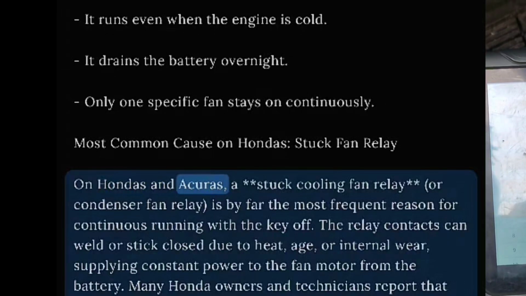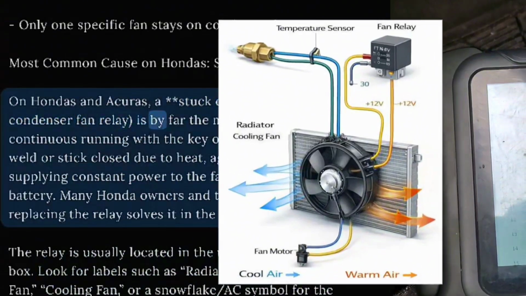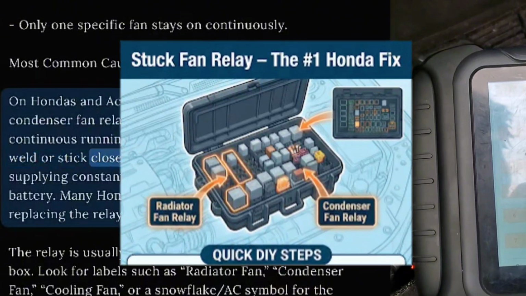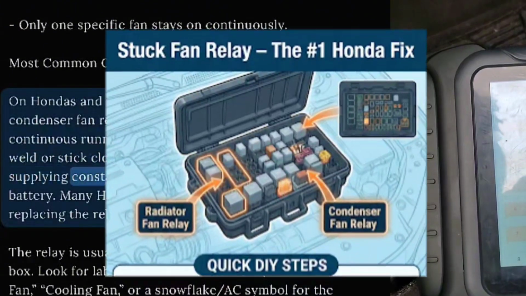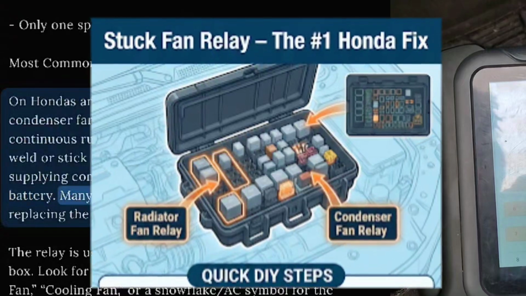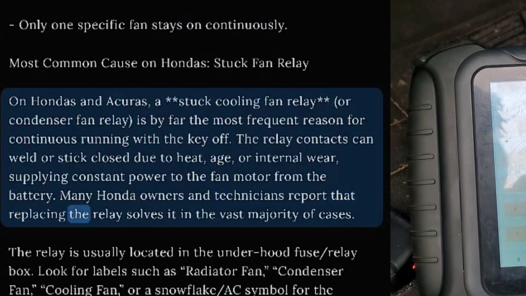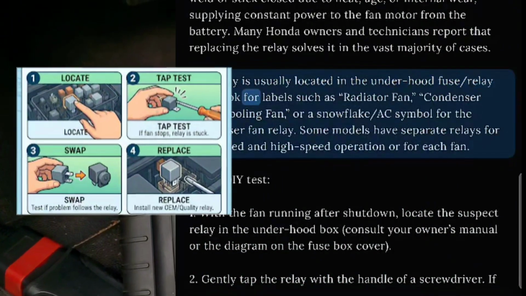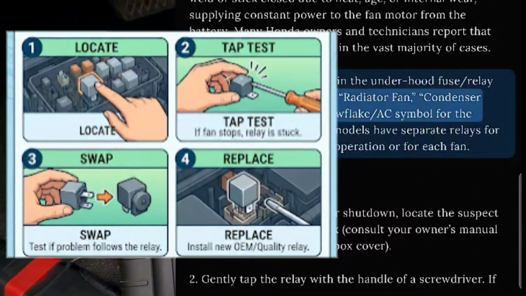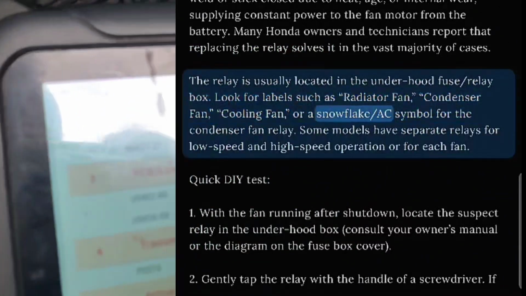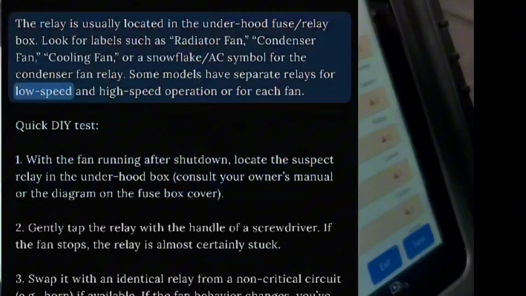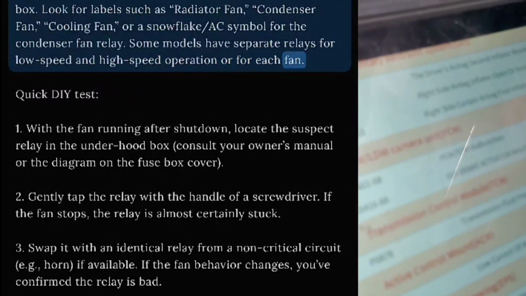On Hondas and Acuras, the cooling fan relay or condenser fan relay is by far the most frequent reason for continuous running with the key off. The relay contacts can weld or stick closed due to heat, age, or internal wear, supplying constant power to the fan motor from the battery. Many Honda owners and technicians report that replacing the relay solves it in the vast majority of cases. The relay is usually located in the underhood fuse relay box. Look for labels such as radiator fan, condenser fan, cooling fan, or a snowflake/AC symbol for the condenser fan relay. Some models have separate relays for low speed and high speed operation, or for each fan.